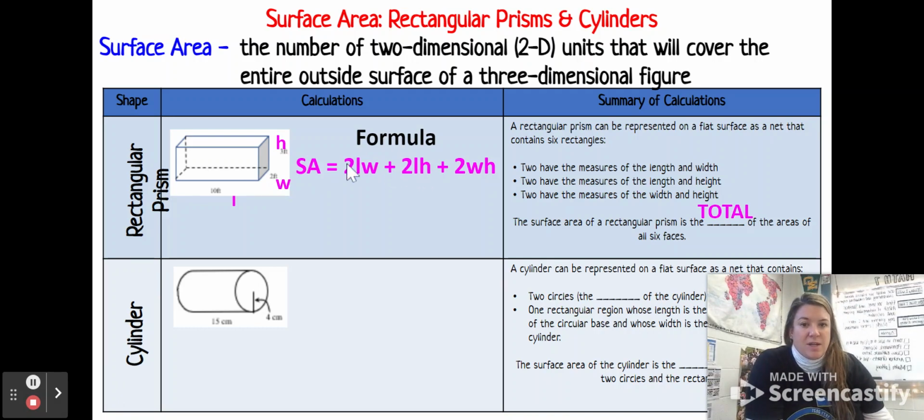Notice there's a plus sign because we're adding up those 6 sides, but there's only 3 parts because 2 of them are the same. 2 of them are the same area. So this is the shortcut.